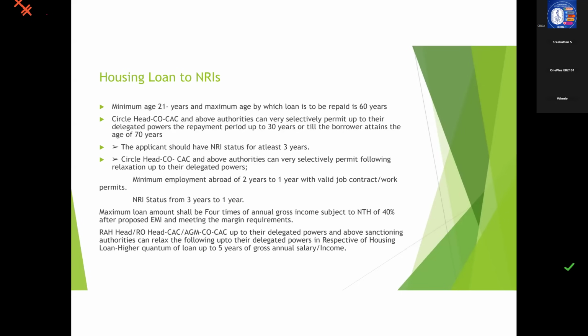And now coming to the maximum loan quantum. As you already saw in the general housing loan scheme, it is 6 times. But here it is 4 times of annual gross income subject to NTH of 40%. There the NTH was 25%. Here it is 40%. And the maximum loan amount that you can give is 4 times. And RH head and above authorities, up to their delegated powers, can relax the loan quantum up to 5 years. Okay, that is also one relaxation there. So generally speaking, the repayment is up to 60 years and NRI status is 3 years. And NTH is net take home.